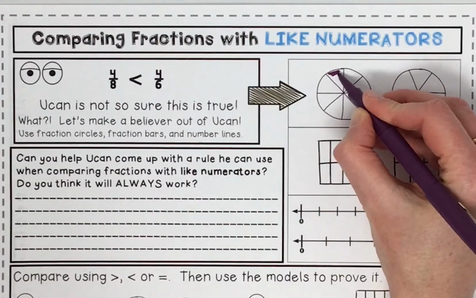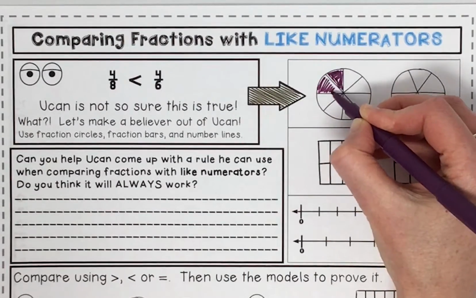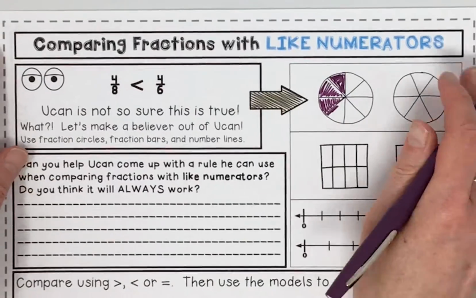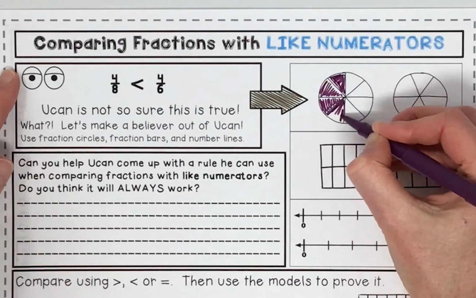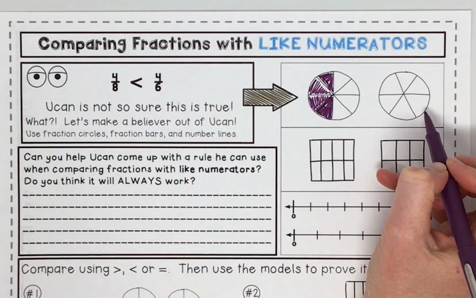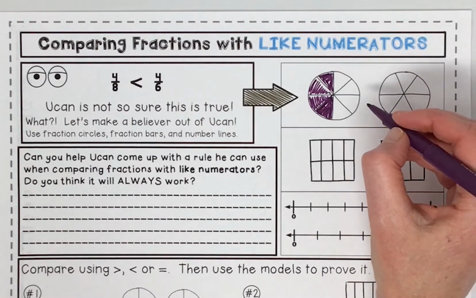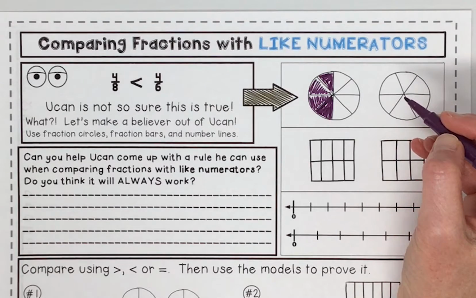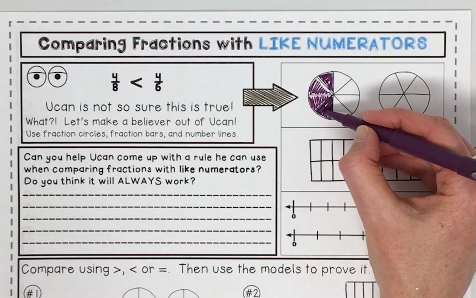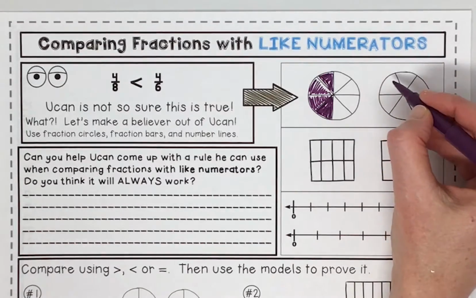So I'm going to shade 4/8. There's 1/8, 2/8, 3/8, and 4/8. The next whole has been partitioned into 6ths. Are my pieces a little bit bigger? Sure are. So I'm guessing before I even shade that 4/6 must be bigger than 4/8, because here I'm talking about 4 smaller pieces than 4 larger pieces. Let's shade to find out though.